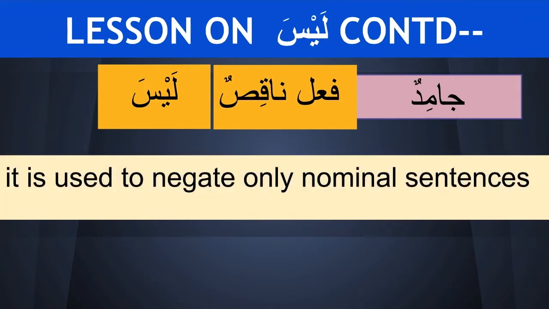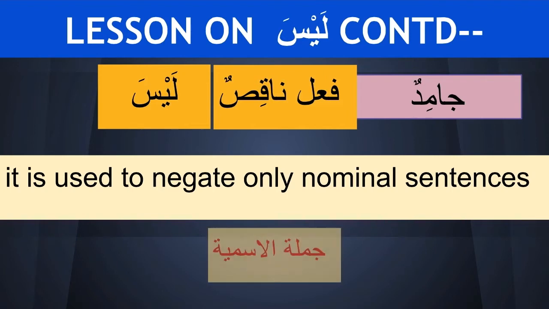And Laysa is used to negate only in nominal sentences. We have known a few particles of negation like la and ma, which means no, and this Laysa, which is also negation, but it's used only in the nominal sentence, that is jumlatul ismiya. It is not used to negate any verbal sentence. So we have different particles for verbs, which we'll be learning in future, inshallah.